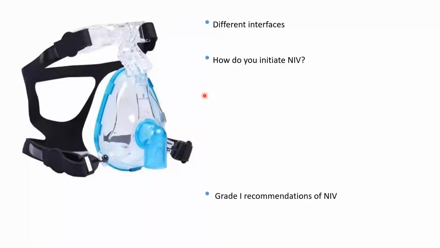Now, what are the grade 1 recommendations of NIV? There are two, sir. One is cardiogenic pulmonary edema and the other is type 2 respiratory failure in COPD patients. Can you elaborate a bit on type 2 respiratory failure in COPD patients according to the ERS? Sir, type 2 respiratory failure includes both hypoxia and hypercapnia. No, the ERS recommendation for COPD. Sir, I'm not sure. They recommend this for hypercapnic COPD patients with respiratory failure.